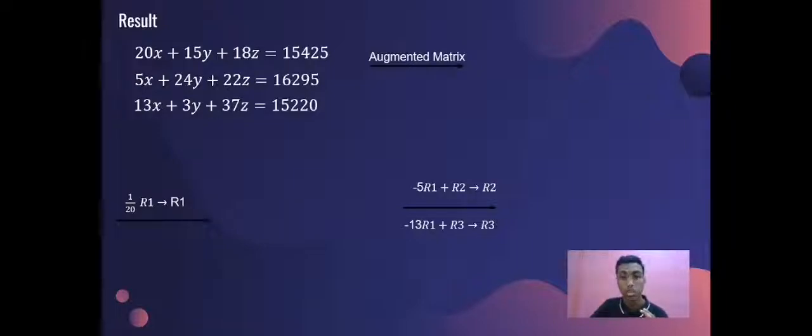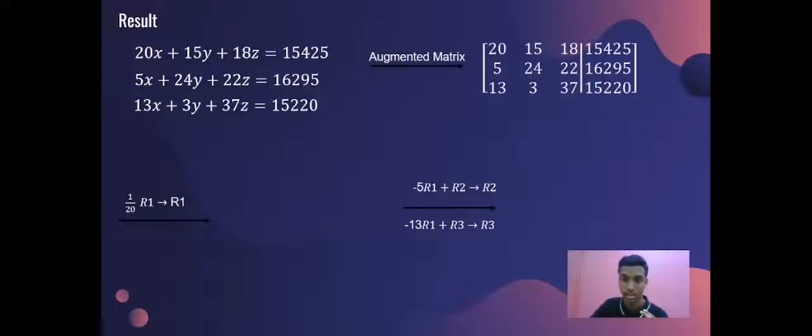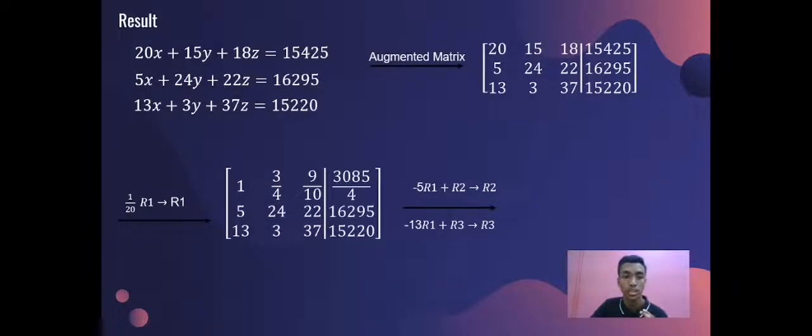From the equations, we need to form the augmented matrix. So we will get this. Next, we need to reduce it into the RREF form. So the first step is we need to find the leading one in the first column. So the first ERO is 1 over 20 R1, we replace it to R1. So we will get this.